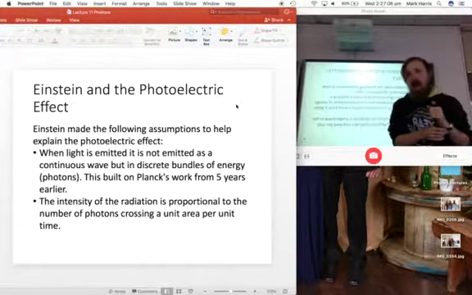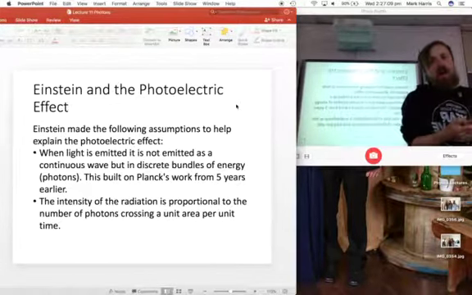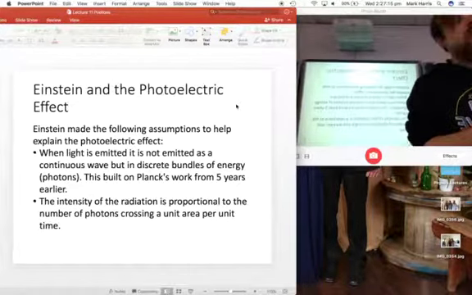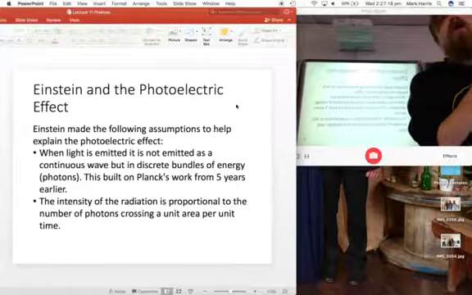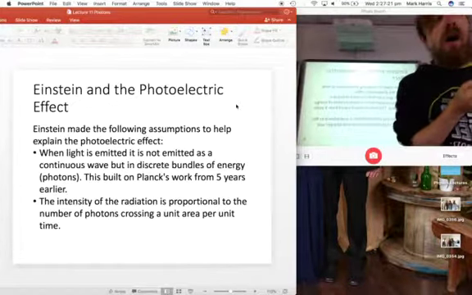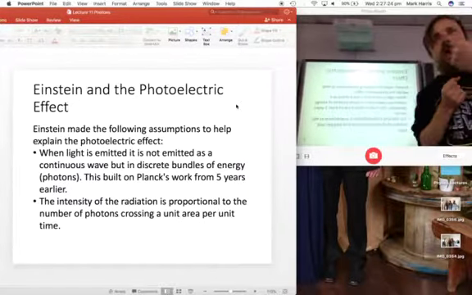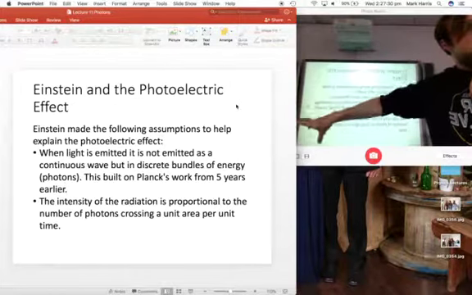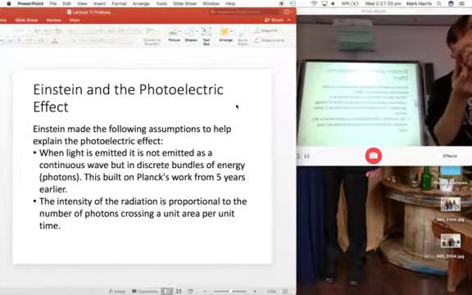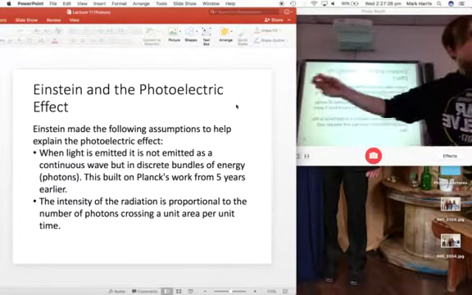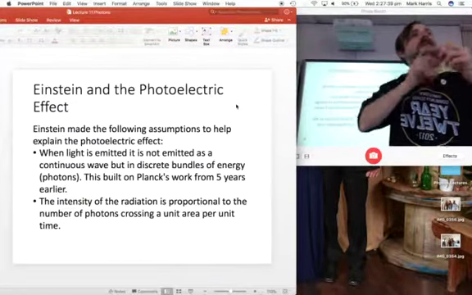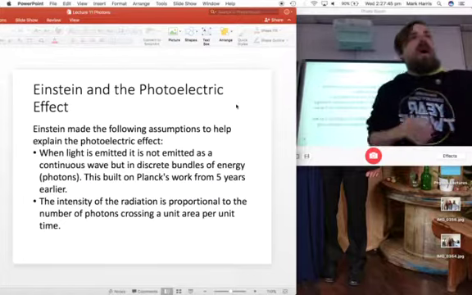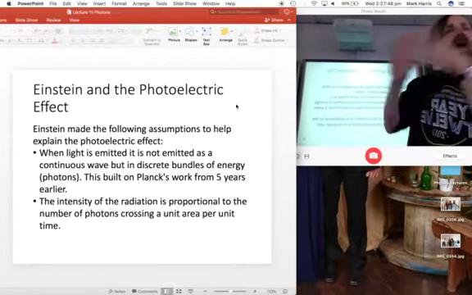The intensity of radiation is proportional to the number of photons crossing a unit area per unit time. That is, the more photons going past the point, the higher the intensity. So I've got a laser with a very, very small opening. I shine it at the wall, and it doesn't appear very bright. I open the opening a little bit more, more photons go through, and it appears brighter. Keep opening it, and it gets brighter and brighter, because there are more photons.